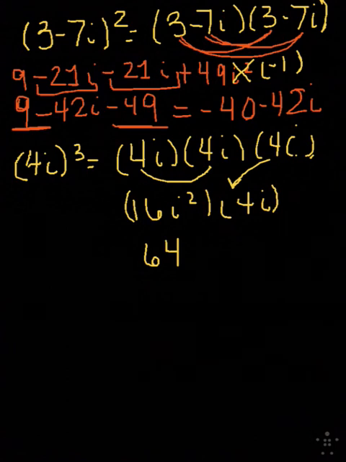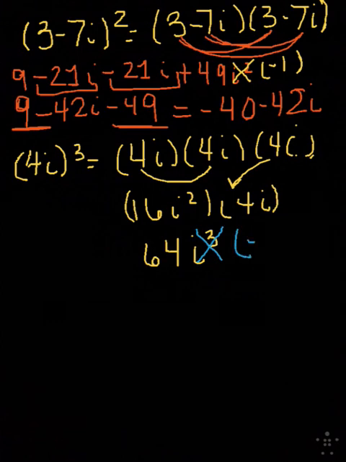i squared times i is i cubed. And remember, we can replace that. i cubed is equal to negative i. So I'm really saying 64 times negative i. So 64 times negative i is just going to give me my final answer of negative 64i.